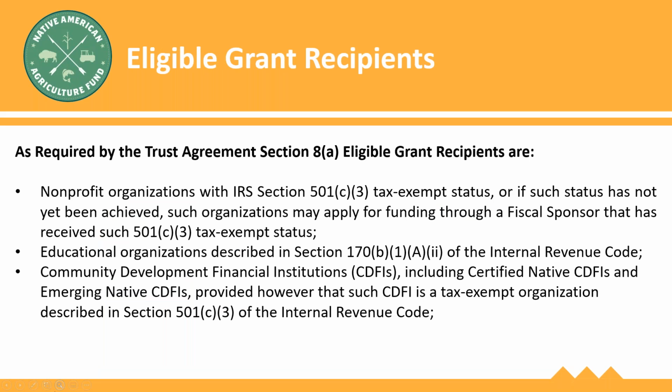Eligible grant recipients. As required by the trust agreement, section 8A, eligible grant recipients are nonprofit organizations with IRS section 501(c)(3) tax-exempt status, or if such status has not yet been achieved, such organizations may apply for funding through a fiscal sponsor that has received 501(c)(3) tax-exempt status. Educational organizations described in Section 170(b)(1)(A)(ii) of the Internal Revenue Code, and community development financial institutions, CDFIs, including certified Native CDFIs and emerging CDFIs, provided, however, that such CDFI is a tax-exempt organization described in Section 501(c)(3) of the Internal Revenue Code. Next.